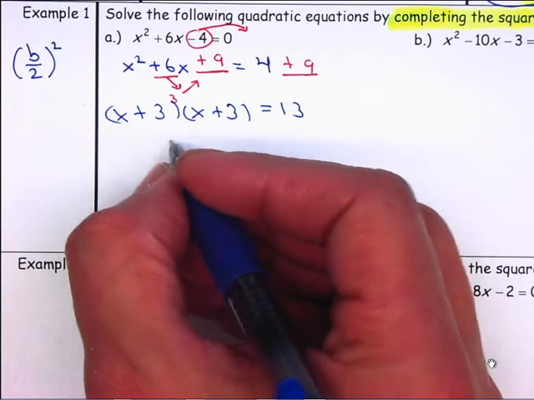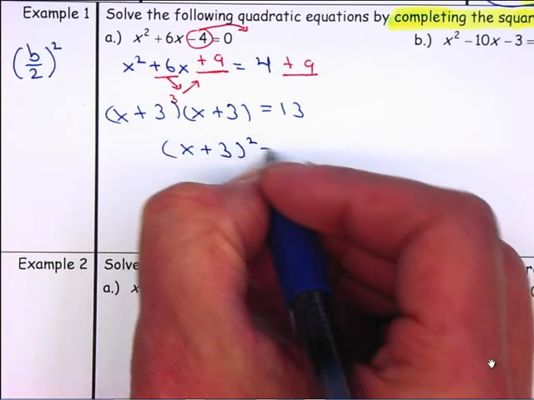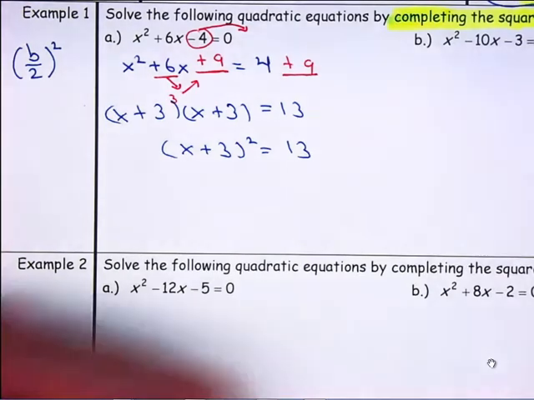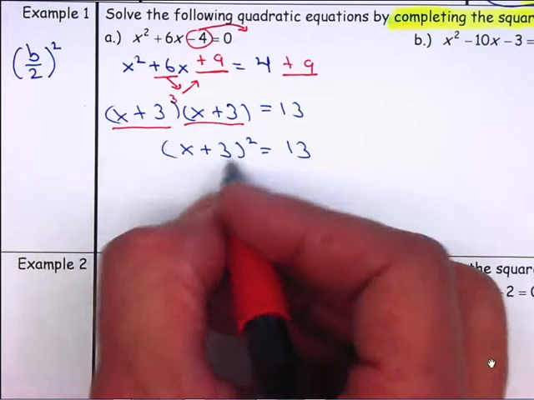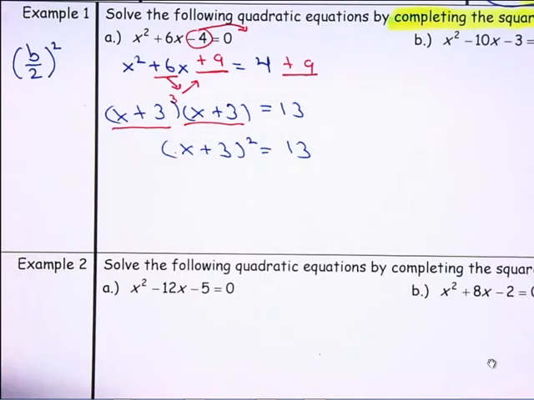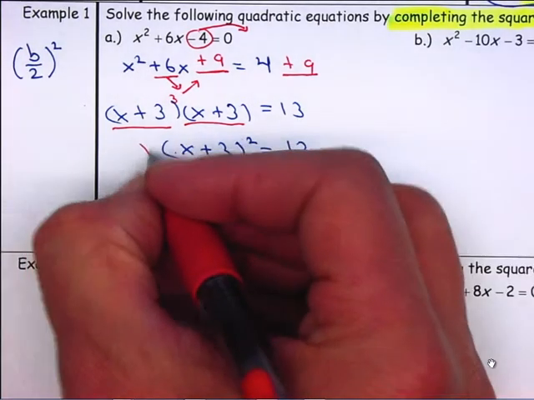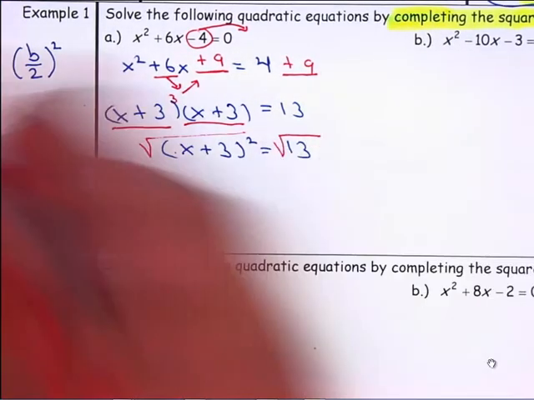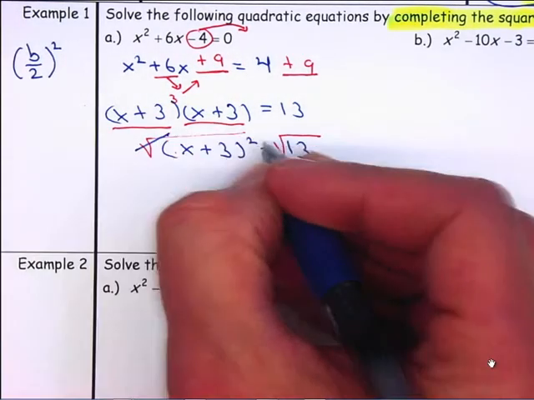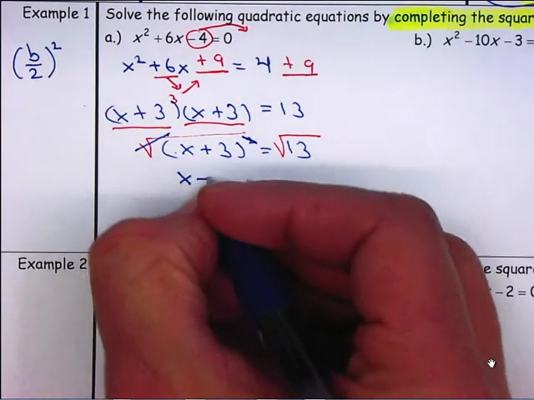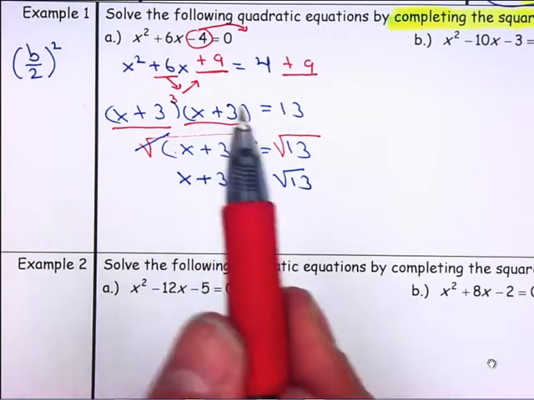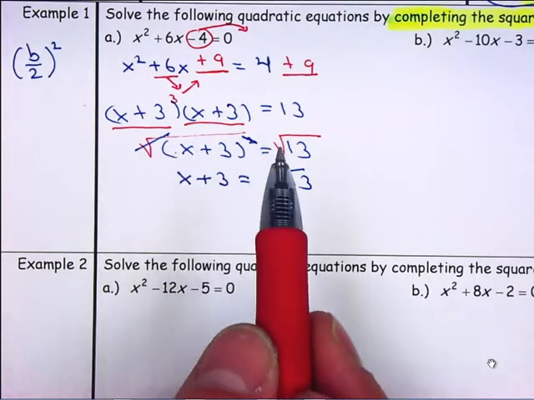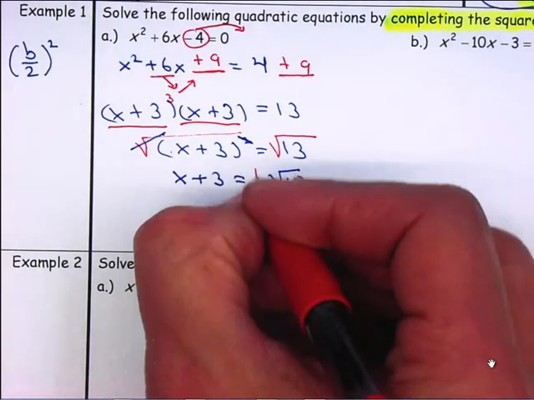I'm going to end up with x plus 3 squared is equal to 13. Notice that because both of them are the same, I'm going to combine them into 1, and I'm just going to square it. Now, to get rid of the square, I'm going to take the square root on the left and on the right. The square root and the square cancel. I have x plus 3 is equal to the square root of 13. But I forgot something. Every time you take the square root, what do you need? Correct. Plus or minus.